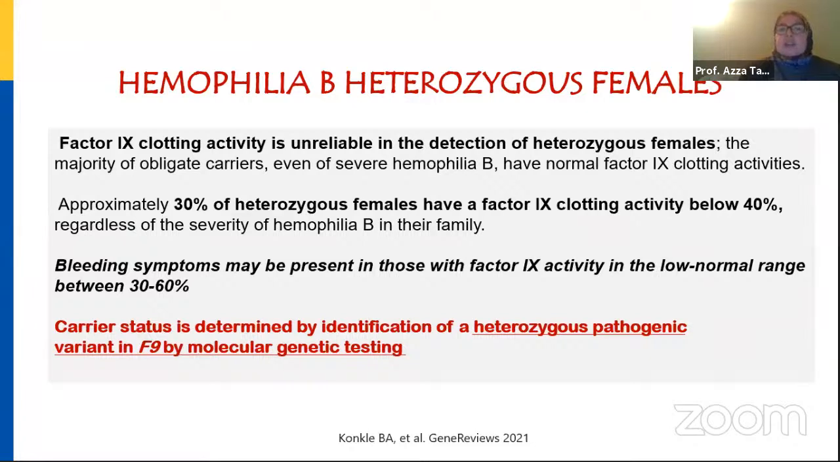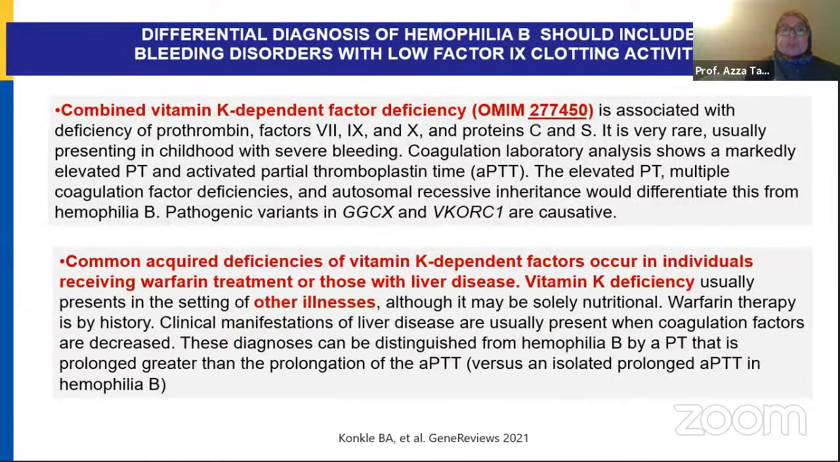Factor IX clotting activity is an unreliable test to detect heterozygous females. You should go to the molecular study. However, 30% of heterozygous females have a factor IX clotting activity below 40%. And even those who have a factor level between 30 and 60%, bleeding symptoms have been reported in them. So even in the low normal factor IX level, these carriers might bleed.